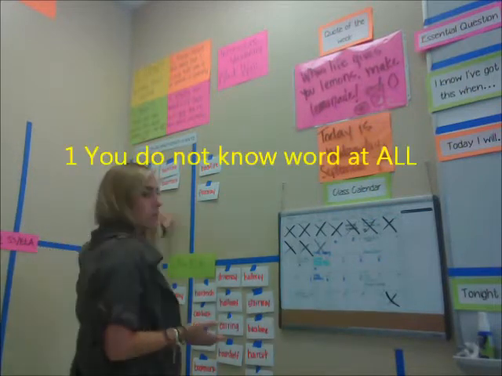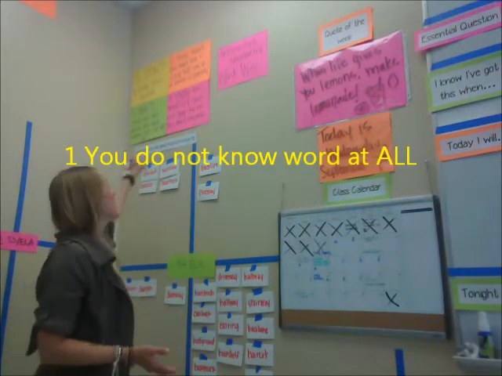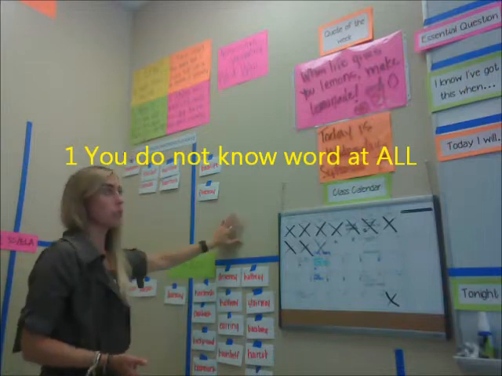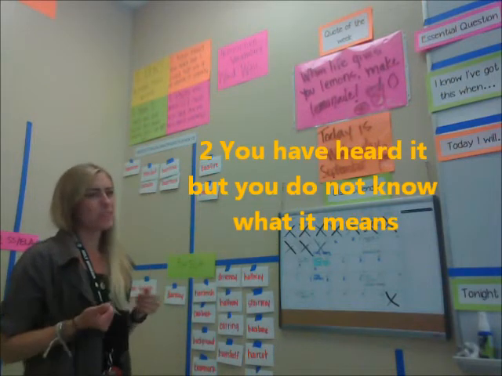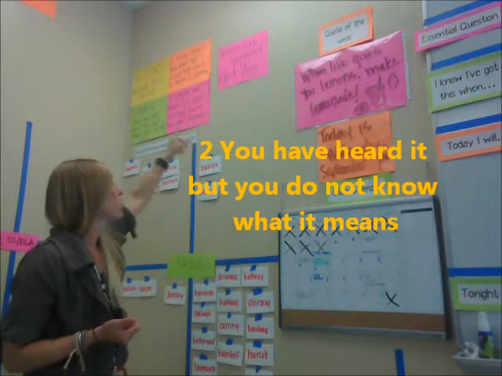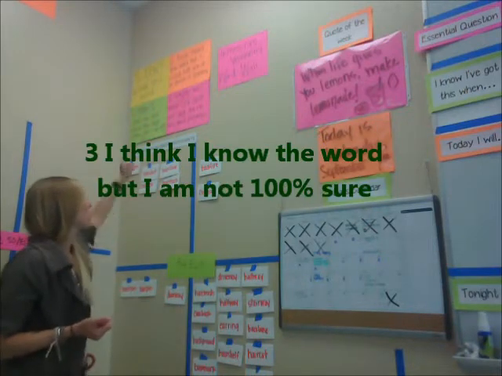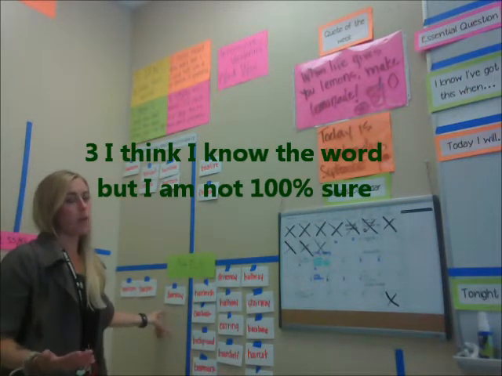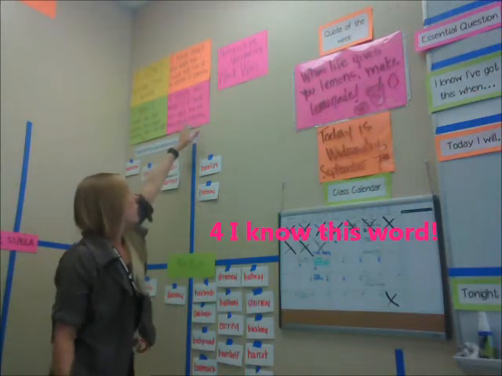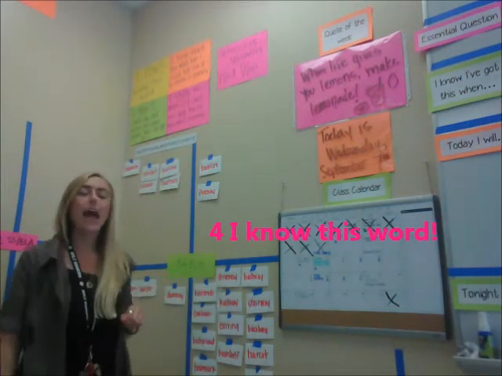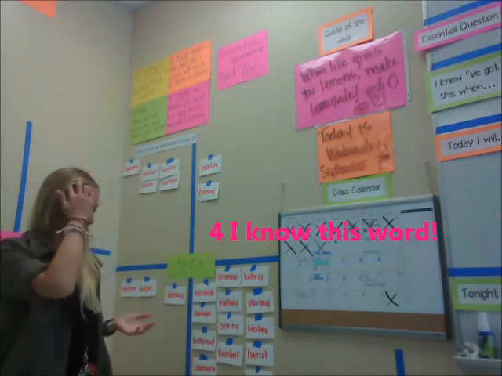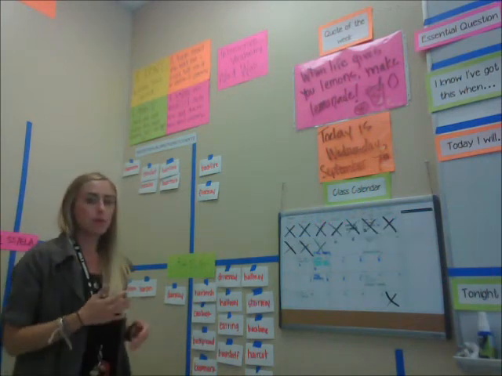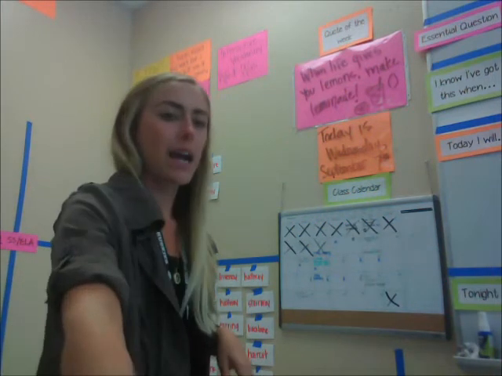Okay, so 1, you don't know the word at all. Yellow. 2, you maybe have heard it, but you really don't know what it means. 2, orange. 3, green. You think you know it, but you're not 100% sure. And 4 is pink, and that is, I know this word 100%. So everybody's going to be moving these words around as they get back to the station.